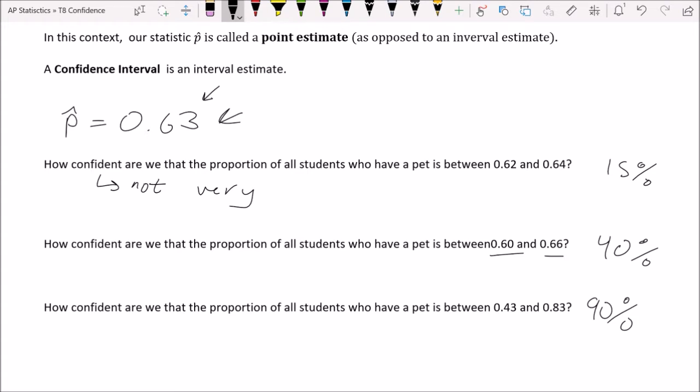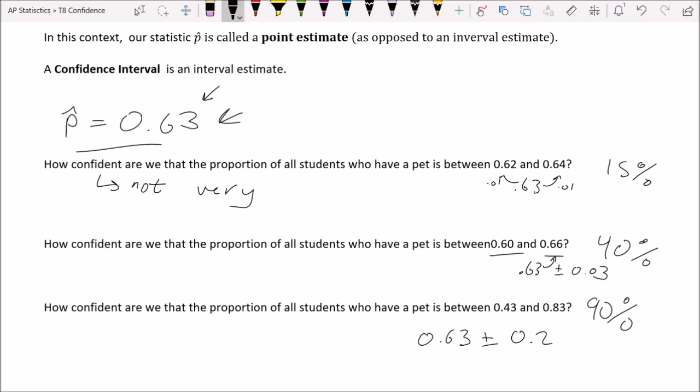Okay, these are all examples of confidence intervals. One thing I want you to notice about them is they are all symmetrical about the point estimate. This interval was constructed by taking 0.63 and adding 0.01 to the right and subtracting 0.01 to the left. The next one by taking 0.63 plus or minus 0.03 on either side. And this last one was constructed by taking 0.63 and adding or subtracting 0.2, or 20%, on each side.